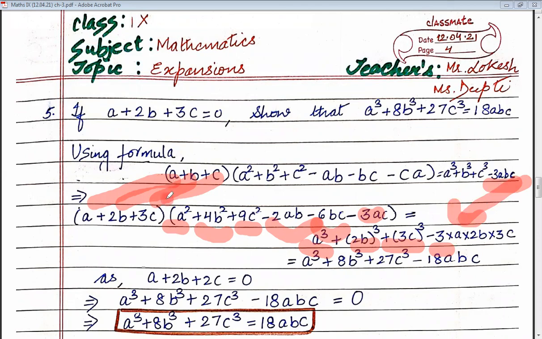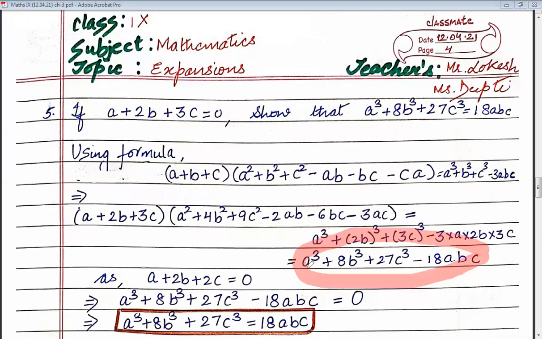Now, children, we already know in the question that this value is equal to 0. Okay, a plus 2b plus 3c is equal to 0. So it means if your left hand side is 0, automatically your right hand side is also 0. So it means a cube plus 8b cube plus 27c cube minus 18abc is equal to 0. So further you can say that a cube plus 8b cube plus 27c cube is equal to 18abc. This is what we have to prove.